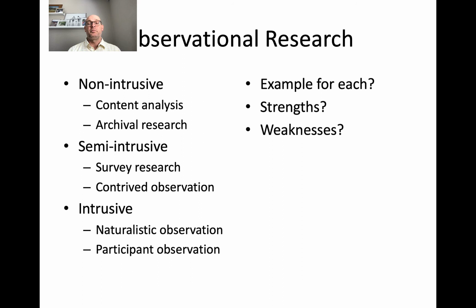Something that's semi-intrusive would be something like survey research or a contrived observation. A contrived observation would be where you're trying really hard to hide what's going on in your observation. Survey research is easy. We're asking people questions. It really doesn't mess up their day. It doesn't take a lot of time, but they do know that they're being observed.